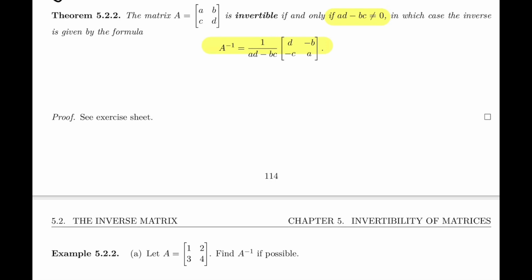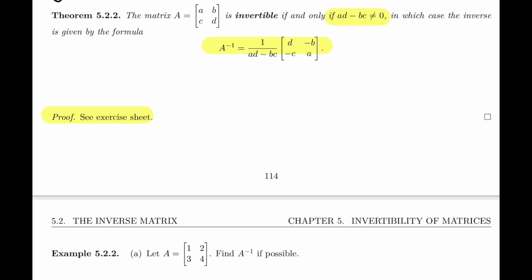It's in the denominator. And the matrix that we have next to that scalar is obtained from A, as you can see, by interchanging the positions of a and d, whereas b and c don't move, but they take on the opposite sign. And so that's going to be the formula for a 2 by 2 matrix. Okay, we're not going to prove this right away. As it says here, we're going to do this in the exercise sheets. So you'll be doing this on Zoom with your teacher.